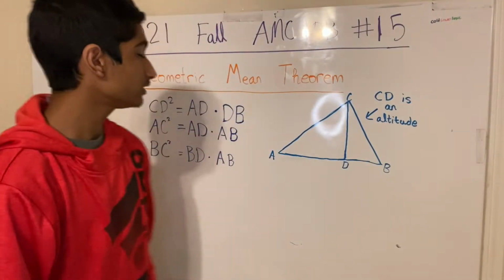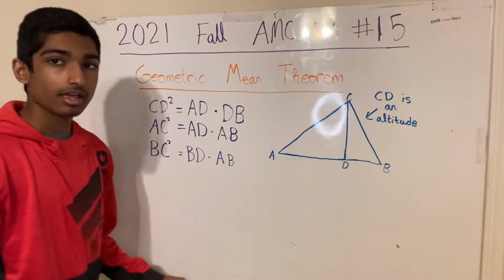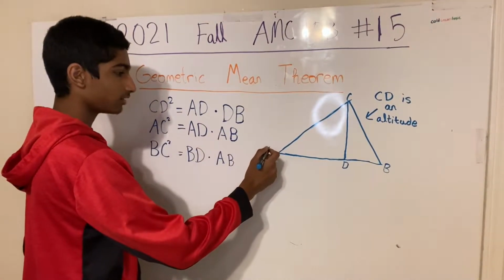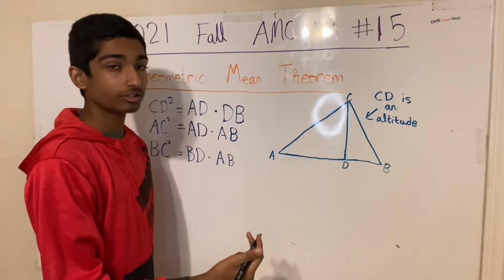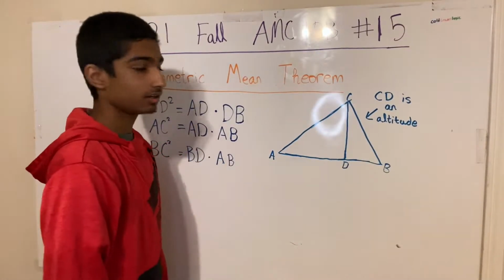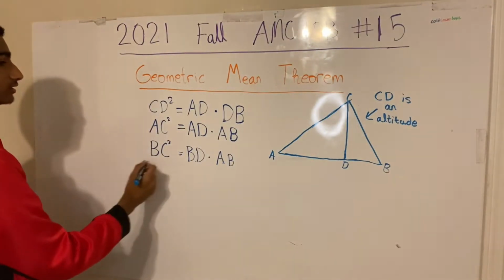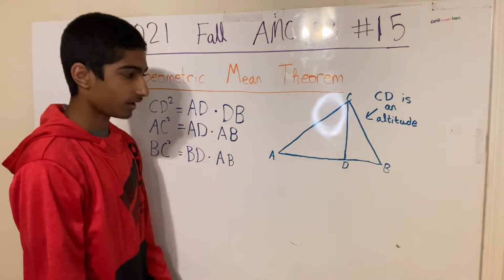Okay, but before we get into the problem, we need to cover a theorem explaining how to do the problem. So in this theorem, we have a triangle ABC, and altitude CD is drawn. And using that, we can make these conclusions. So let me elaborate on what I just said.